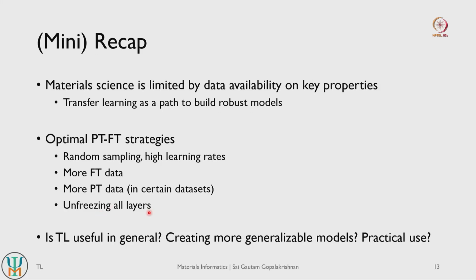Do you unfreeze all the layers, give maximal degree of freedom, or do you freeze all the layers and only unfreeze the prediction head, which gives you the lowest degree of freedom? So we found some strategies to work well for transfer learning tasks in materials.